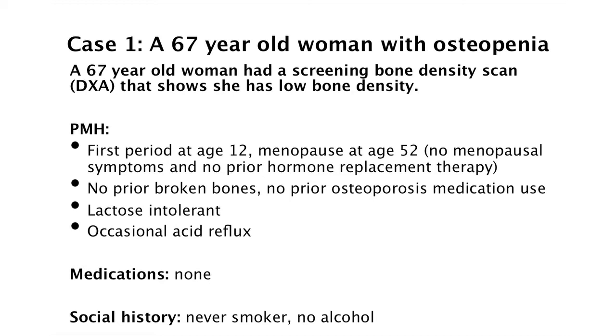Okay, so I just want to finish with a case. This is really how we would think when we see people come into our office. Let's say you have a 67-year-old woman who had a screening bone density scan. Her medical history is pretty typical. She had normal age of periods, normal age of menopause, and all that's important since you want to have typical estrogen exposure for normal bone health. She's never had a broken bone. She's never taken medications before.